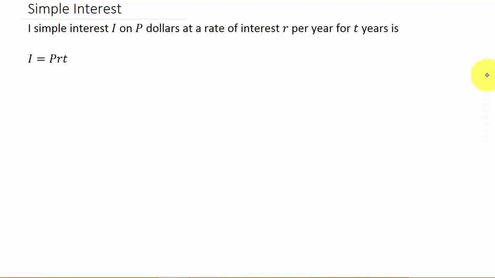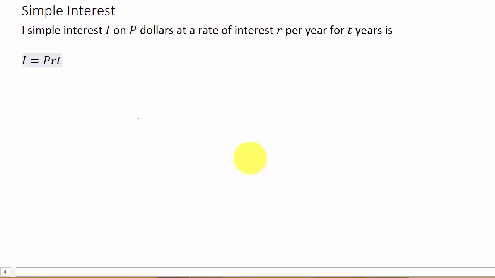Alright, so in this video we're going to look at simple interest, and we've got about two or three problems to work. We're actually going to have one where we have to solve for R, so you may want to check that one out too. So let's look at the problem we have.